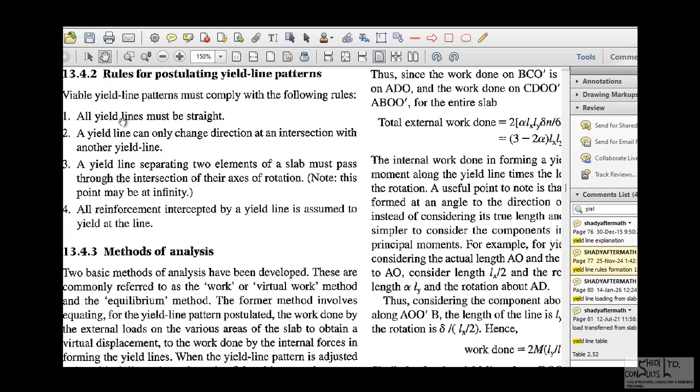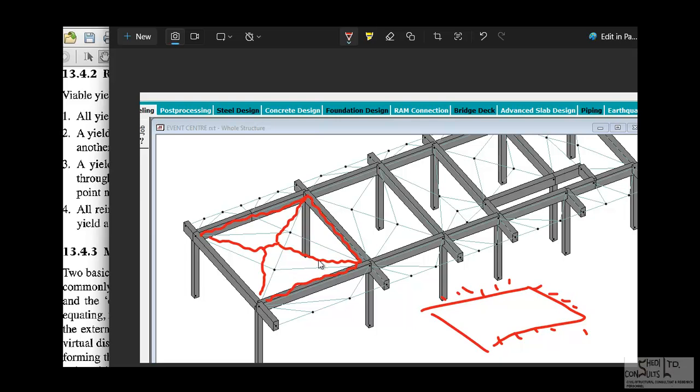Yield lines must be straight. Yield lines usually change direction at the intersection between yield lines, which is true. So if you look at this yield line and that yield line, once they intersect, the direction of the yield line changes. Okay, so this is how yield lines are formed. So it's based on the formation of the yield lines that the loads are transferred to the beams.